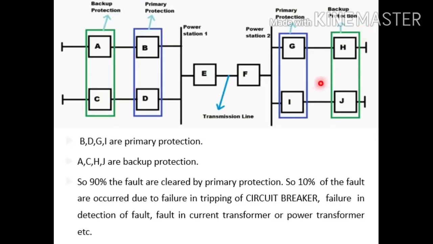The backup relay is going to give sufficient time for the primary relay to operate. If the primary relay fails, then the backup protection is going to work. 90% of the faults are cleared by the primary protection. The 10% of the faults occur due to the failure of tripping circuit breaker, or failure in detection of fault in the current transformer or the power transformer. So the backup protection protects the system when the primary protection fails, and the remaining 10% of the faults are cleared with the help of the backup protection.